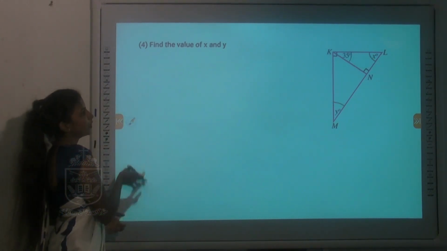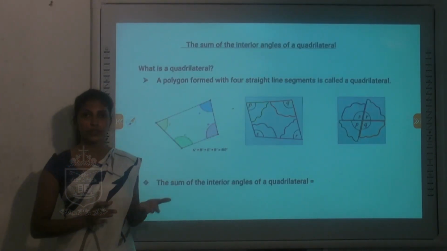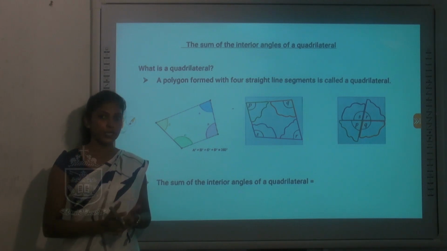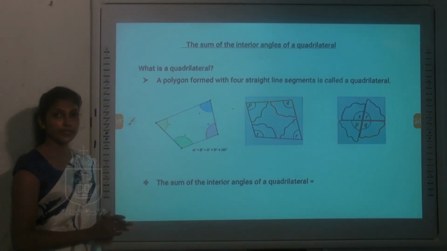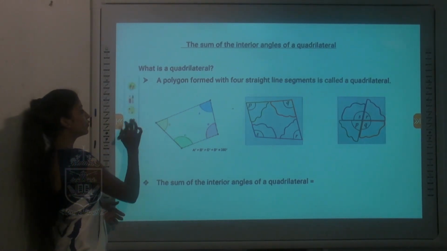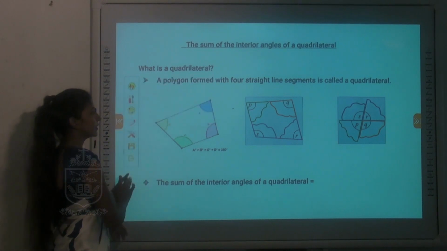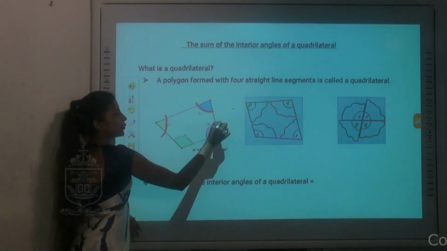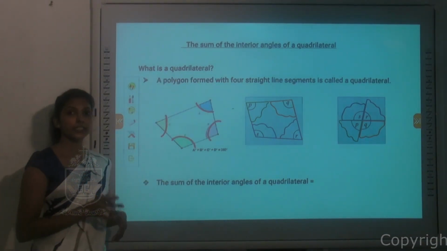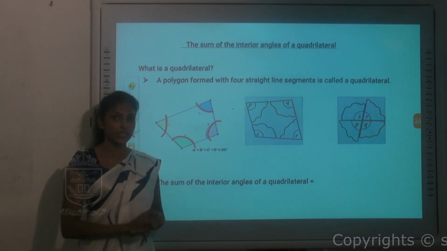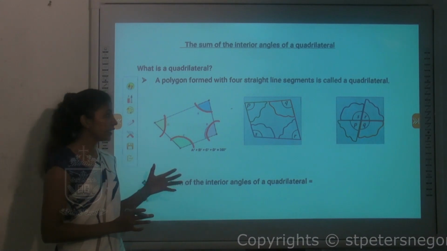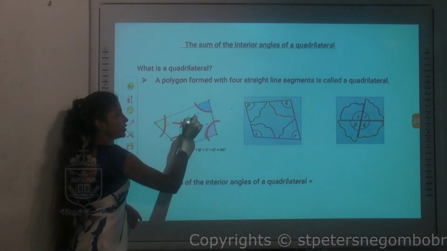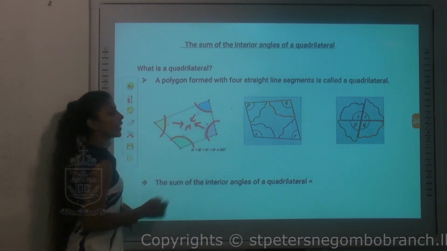Right, let's see what a quadrilateral is. What do you mean by a quadrilateral? Quadrilateral means a polygon formed with four straight line segments. So there you all can see four interior angles are given like this. These are the four interior angles. Again, like the same activity we did in the previous topic, we are going to find what will be the addition of these four angles.